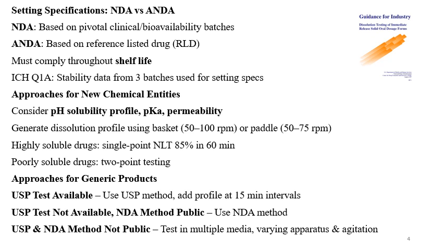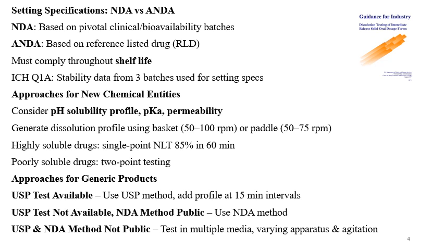Typically, basket apparatus is operated at 50 rpm or 100 rpm, and paddle generally at 50 rpm or 75 rpm. Some of the formulations I have seen with paddle speeds of 55 and 60 also. So the general paddle speed is 50 and 75 rpm. For highly soluble drugs, a single Q point can be given, like not less than 80% or 85% in some time like 15, 30, 45 or 60 minutes, but generally 60 minutes is not given. Generally 15 minutes or 30 minutes is given.